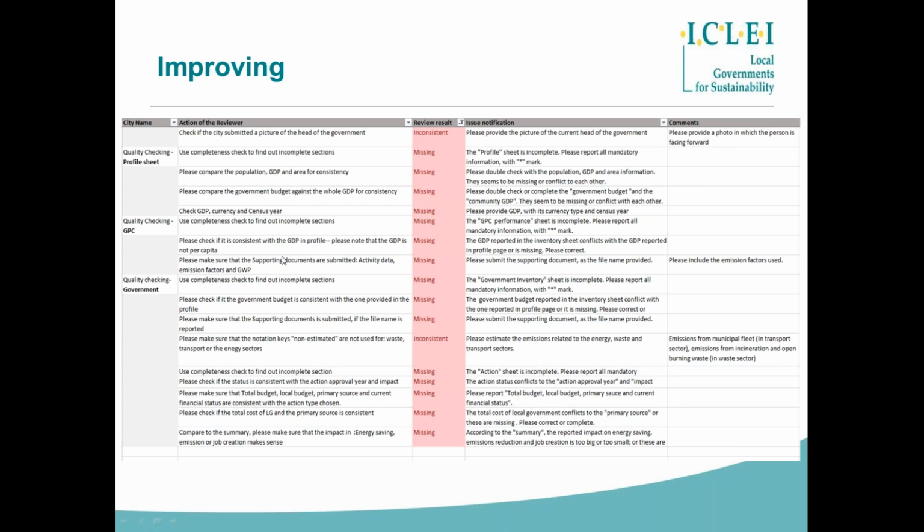For example, we have here quality checking GPC. The city, please make sure that the supporting documents are submitted: activity data, emission factors, and global warming potential. So please submit the supporting document as the file name provided. And as a comment, please include the emission factors used. So that's what the city is not including. And then we will send this report and hope to have the offline reporting sheet improved with these comments, and only then upload it to the database, and then it will be ready to be displayed, so cities can see what they have reported.